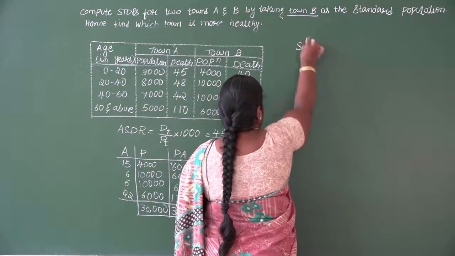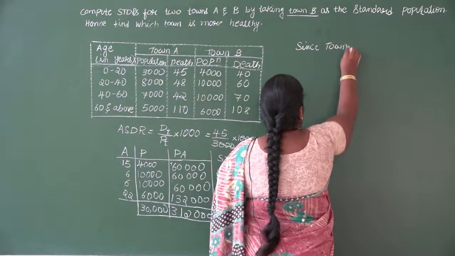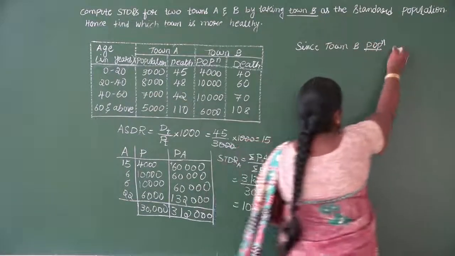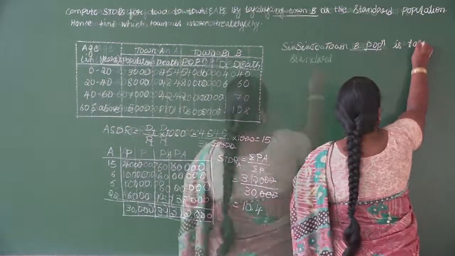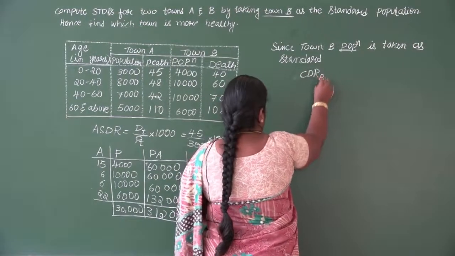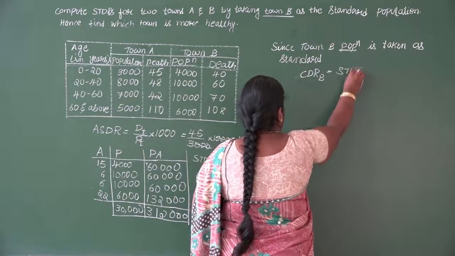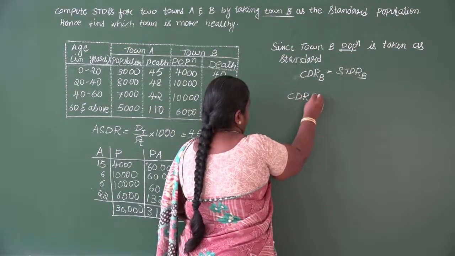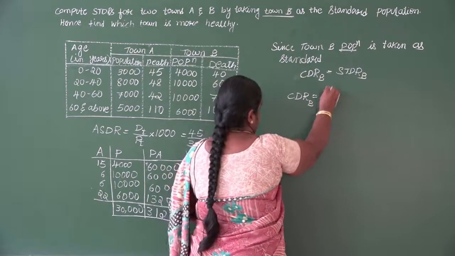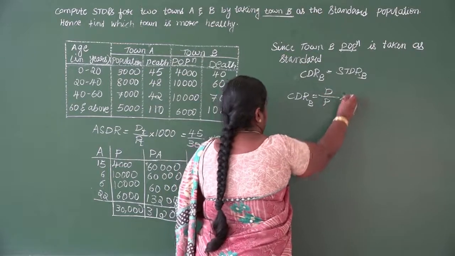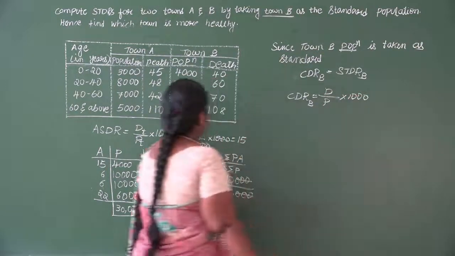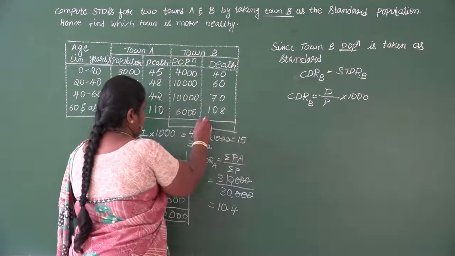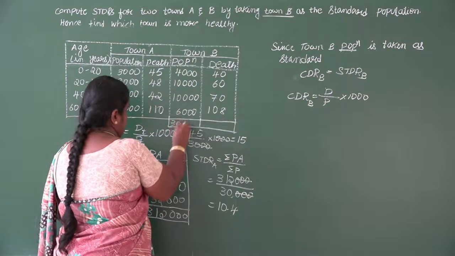Then CDR we have to calculate for town B. So we'll mention it as, since town B population is taken as standard, CDR of B will be same as STDR of B. So CDR formula is D divided by P into 1,000. So you have to add the death and population of town B. So population we have already added, it is 30,000.